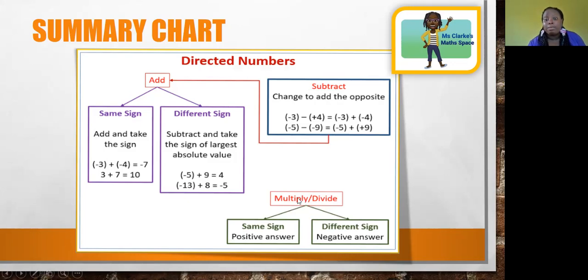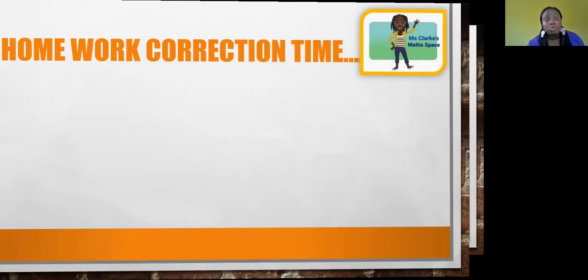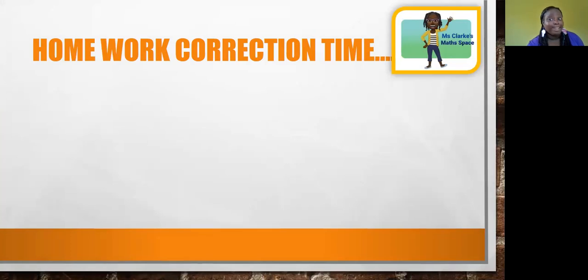And the rules for multiplication and division, as you see here at the bottom: when it's the same sign, you're going to get a positive answer. And when we have different signs of two numbers, you're going to get a negative answer. All right, so I hope that was enough for a quick recap as we are about to do our homework correction.